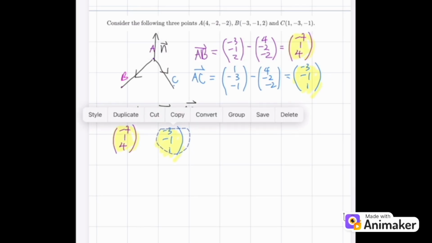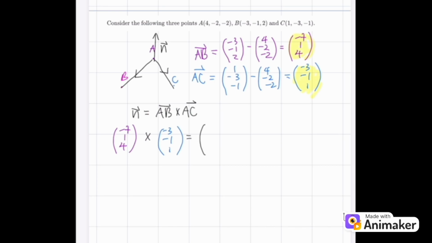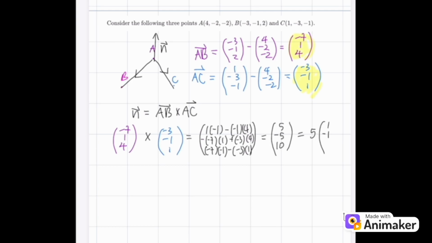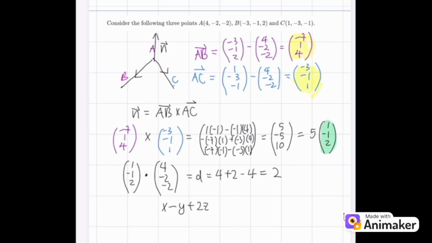Now that we have AB and AC, we can cross product these 2 vectors to find the normal vector that's perpendicular to the plane. This ultimately simplifies to the coordinates 1, -1, and 2. Then using this normal, we can dot product with the coordinate A to give us the value of d. Hence, the Cartesian equation of this plane will be x minus y plus 2z equals 2, where the coefficients in front of x, y, and z correspond to the coordinates of the normal.